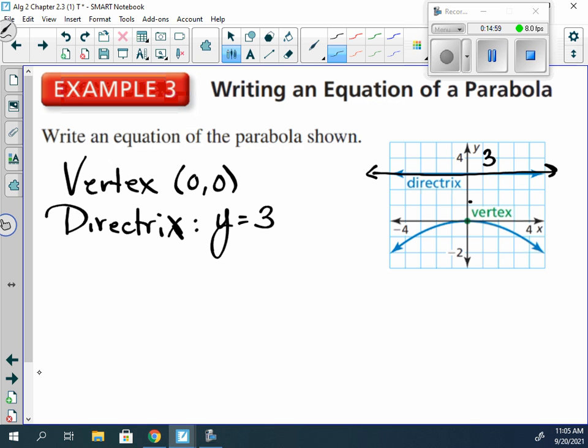So that means the general form of this equation is going to be y equals 1 over 4p times x minus h squared plus k. Just because the directrix is y equals 3, it tells us immediately that this is the general form of the equation that we are finding.